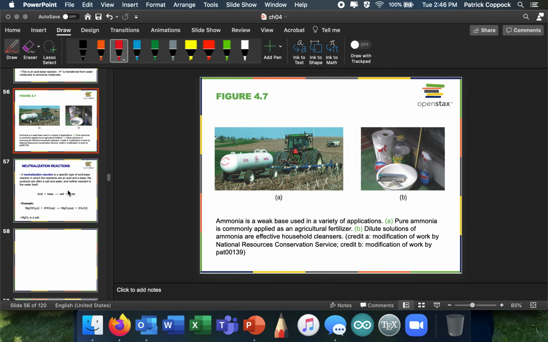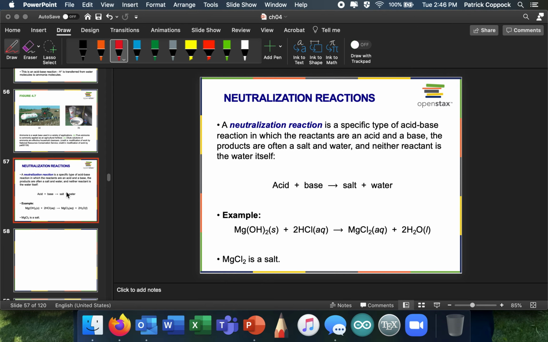Okay, and finally in this conversation we're going to talk about neutralization reactions. If you have an acid and a base together that go 1-to-1, then you're going to end up with a salt and water, and this is a neutralization reaction. It's a special type of acid-base reaction in which the reactants are acids and bases, and the products themselves are not acids and bases. Okay, so an example might be magnesium hydroxide going together with an acid, HCl, and it goes to magnesium chloride and water, where magnesium chloride is a salt.